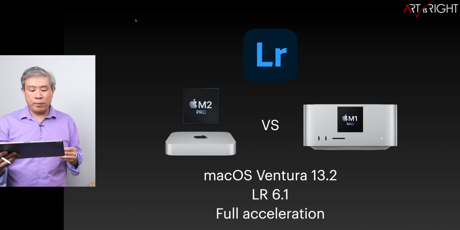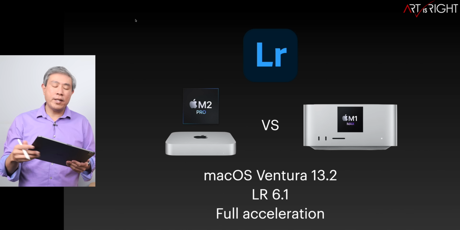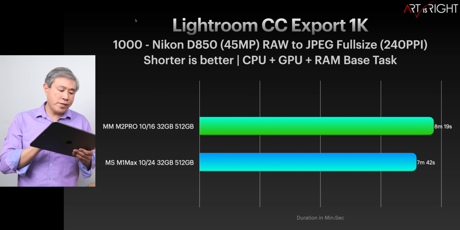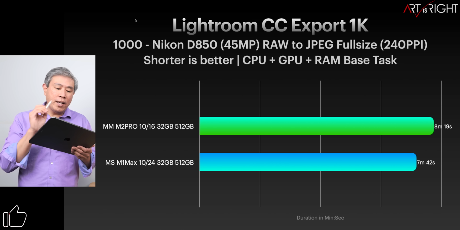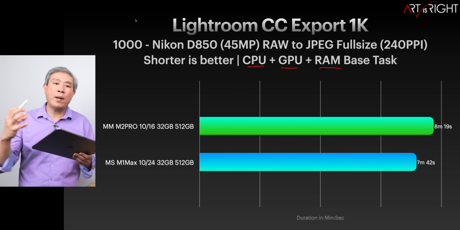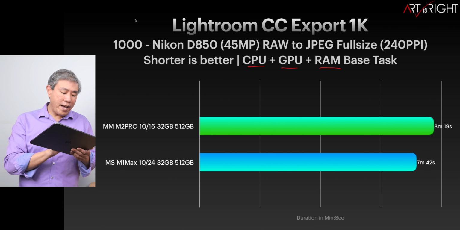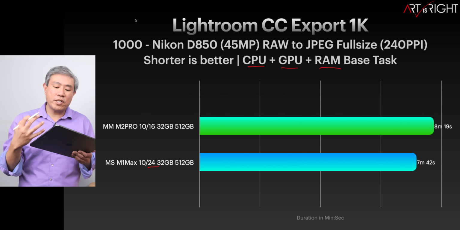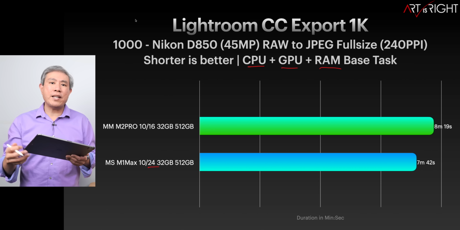Now let's take a look at Lightroom. This is running Ventura 13.2 with Lightroom version 6.1. All of them support full hardware acceleration, and the result is a bit reversed. And the reason why this is the case is because this task in the Lightroom Cloud version used CPU, GPU, and RAM all in combination. The fact that the M1 Max has 24 GPU cores, that's really showing a difference. I was really hoping that in Lightroom Classic, we would see much more improvement from the 24 GPU cores. However, it's not really utilizing that well at the moment.